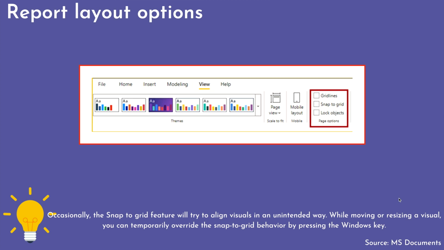Next, we are going to discuss the report layout options. So as you can see on the snapshot on your screen, we have grid lines. If you would like to align your visualizations in a certain order, then you can use the grid lines. Then there's snap to grid, and then we have the last option, that is lock objects as well. Over here, you should remember, occasionally the snap to grid feature will try to align visuals in an unintended way. While moving or resizing a visual, you can temporarily override the snap to grid behavior by pressing the Windows key.